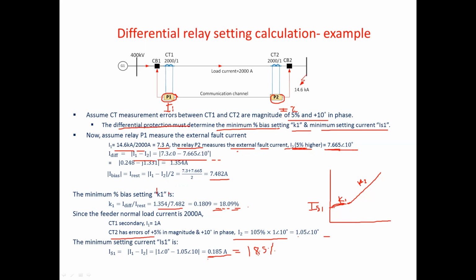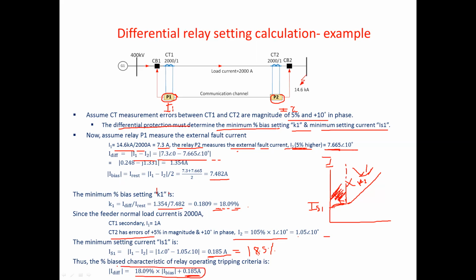So the relay will sense when there is any differential current above 18.5%. So that's the bias setting characteristic. The relay operating criteria will be I differential equals 80% times the bias current, which is this one, plus the 18.5% of the setting current. So the differential current is that one, and the relay will trip in this area basically, in this region, with this kind of equation.